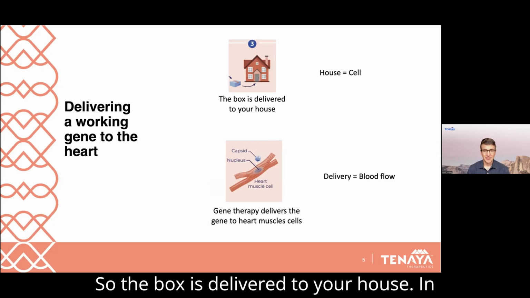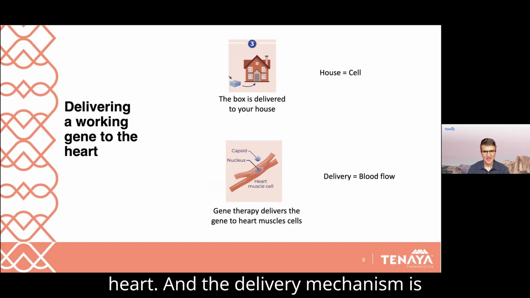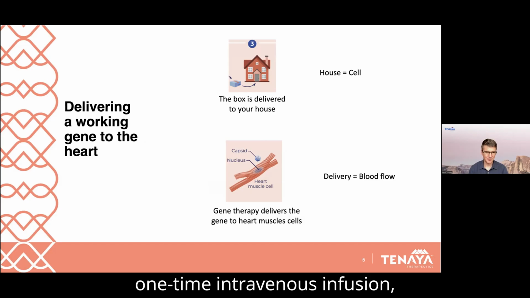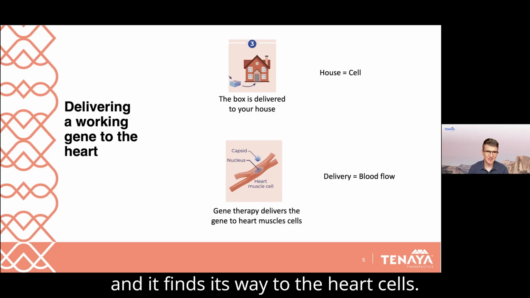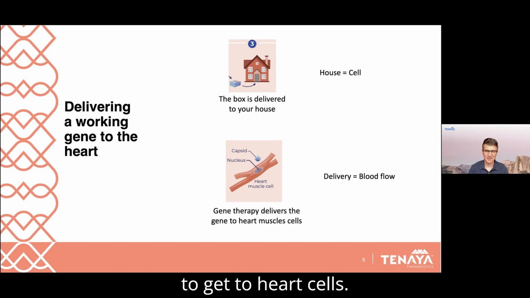So the box is delivered to your house. In this case, your house is a cell in your heart. And the delivery mechanism is blood flow. So the gene therapy is delivered into your blood with a single one-time intravenous infusion. And then it distributes through the blood and it finds its way to the heart cells. This box actually has an address on it to get to heart cells.